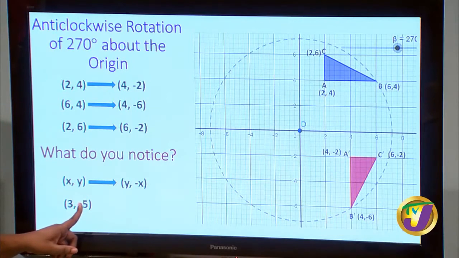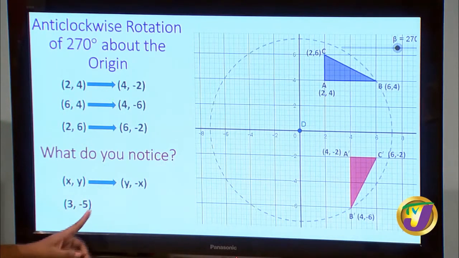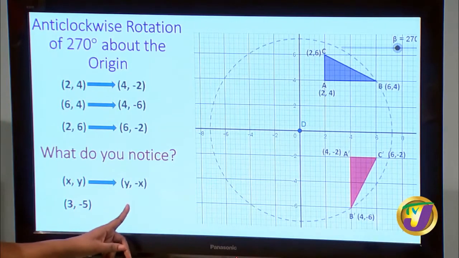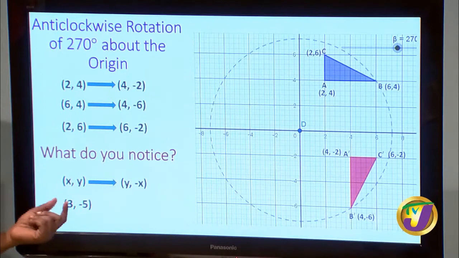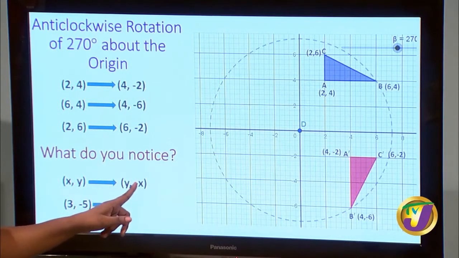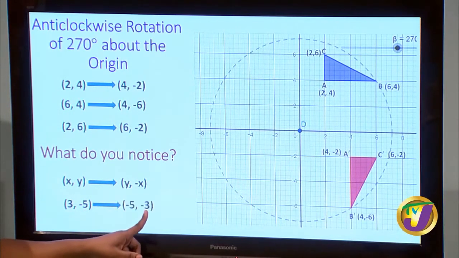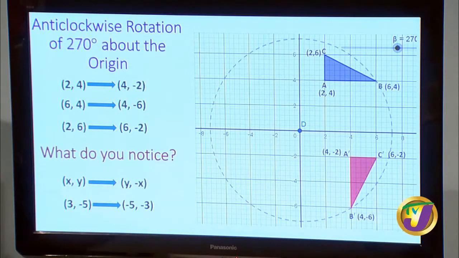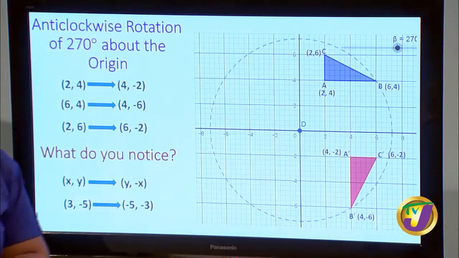We know that this negative 5 here, which was the original Y value, is really now going to be in the X position. Correct? So the coordinate will be negative 5. Let's see what will be in the Y place now. So we had a positive 3 right here, and we notice that it's the negative of that. That should be here. So I'm expecting negative 5, negative 3.